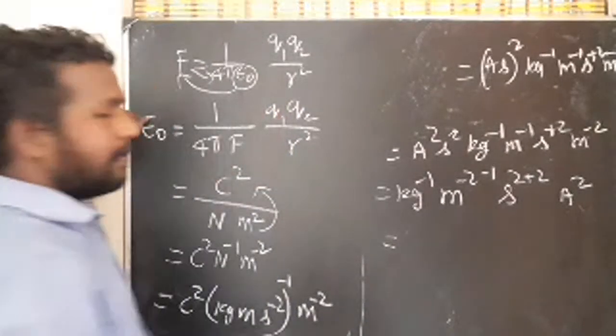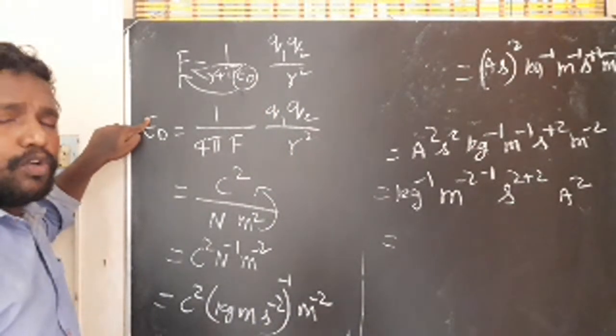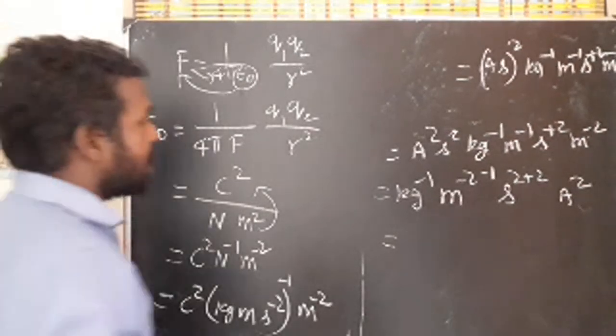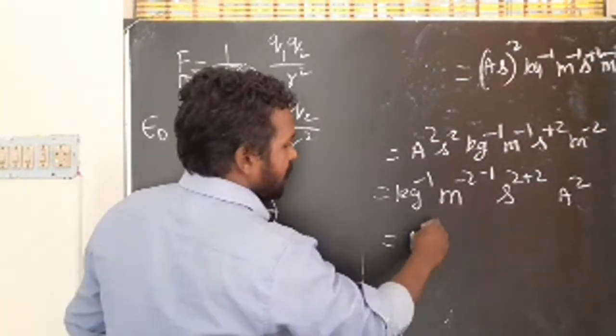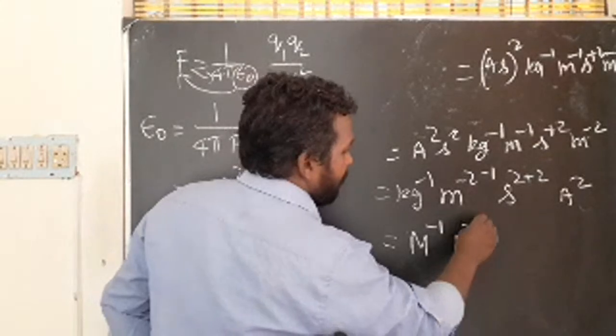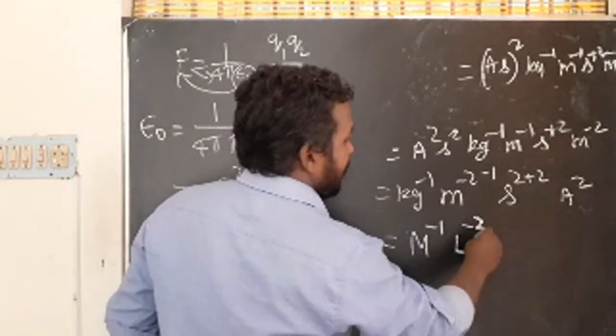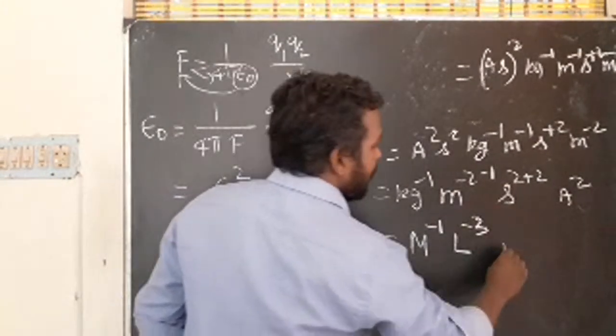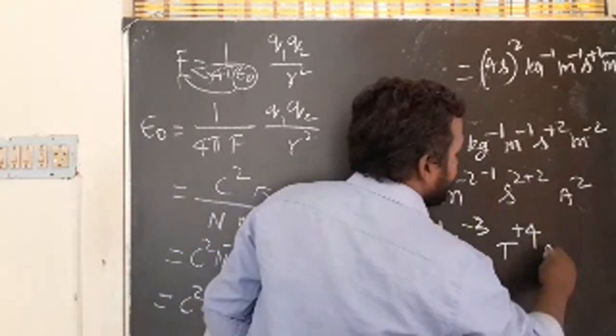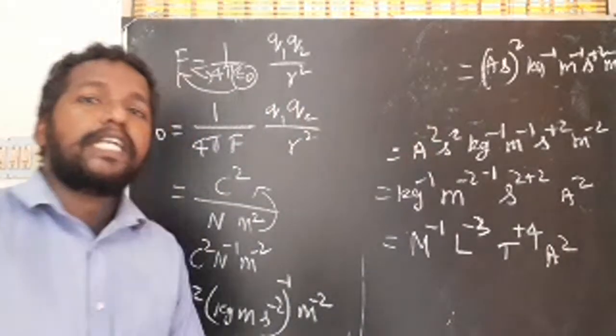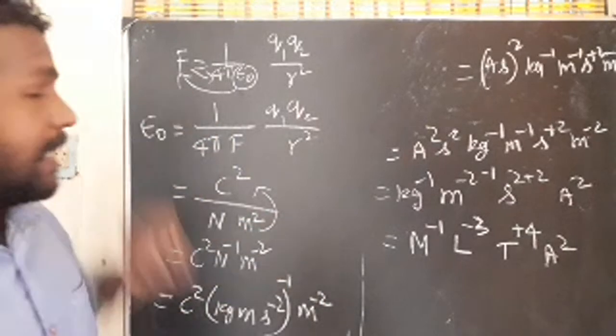So kg minus 1, meter minus 2 minus 1, and second will be 2 plus 2, ampere square. So the unit of this permittivity, the electric field constant, in dimensions: mass is M power minus 1, length is L power minus 2, sorry, minus 3, because minus 2 minus 1 is minus 3. Time is plus 4. Current is square. It is an electric field constant.